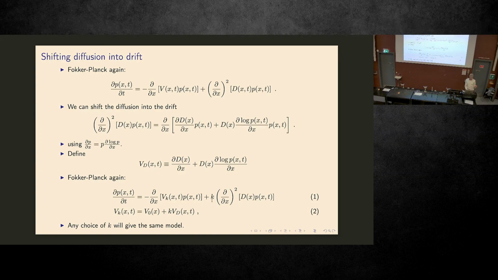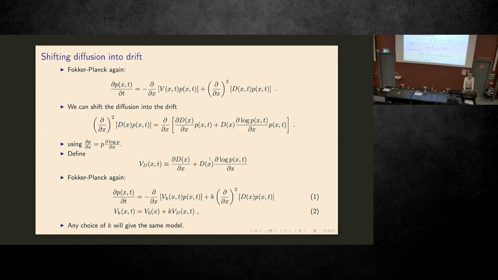Maybe I made a mistake here. Let me see now. Oh, I can take k equal to, probably there's a mistake here somewhere. There should be a -1 somewhere. But you can see I can remove this term, and then I can shift the diffusion term into the drift term.